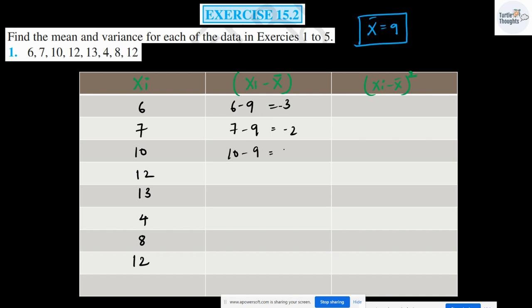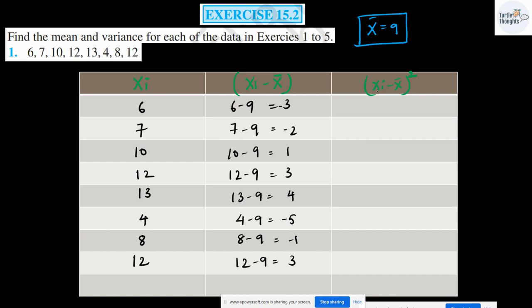10 minus 9, which is going to be 1. 12 minus 9, which is going to be equal to 3. 13 minus 9, which is going to be equal to 4. 4 minus 9, which is going to be equal to minus 5. 8 minus 9, which is going to be equal to minus 1. 12 minus 9, which is going to be equal to 3. I have got the value of xi minus x bar.